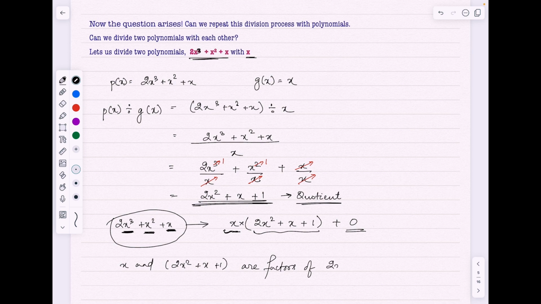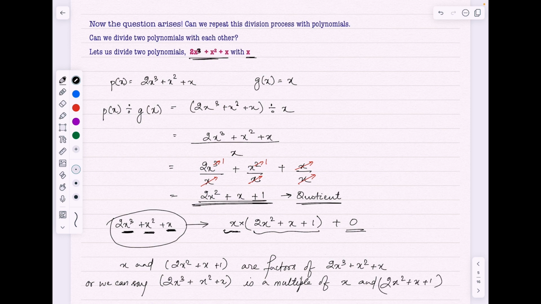What is the dividend? 2x cube plus x square plus x. This whole dividend, 2x cube plus x square plus x, is a multiple of x and 2x square plus x plus 1. It is a multiple of both these polynomials. You are getting it?